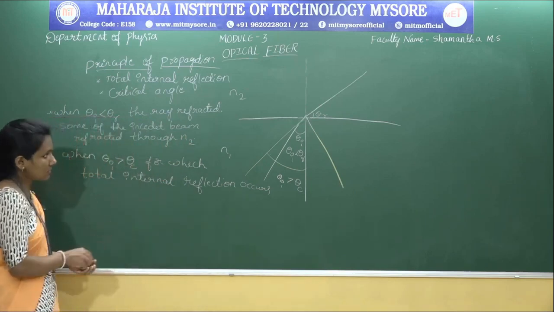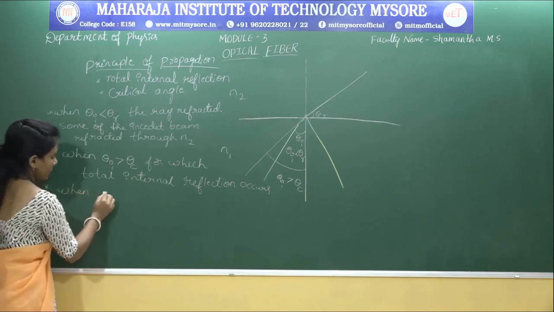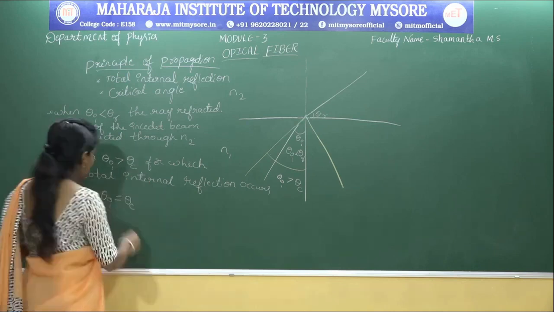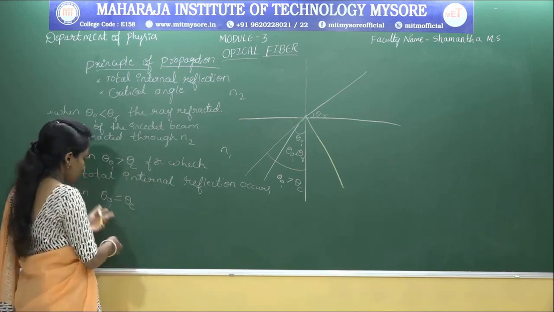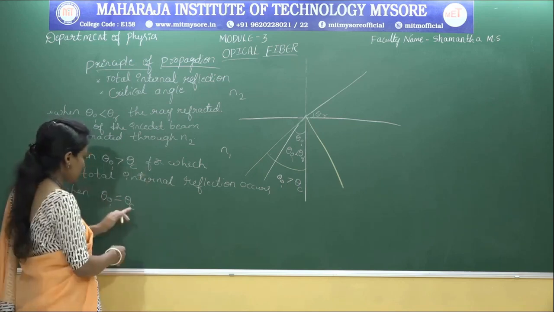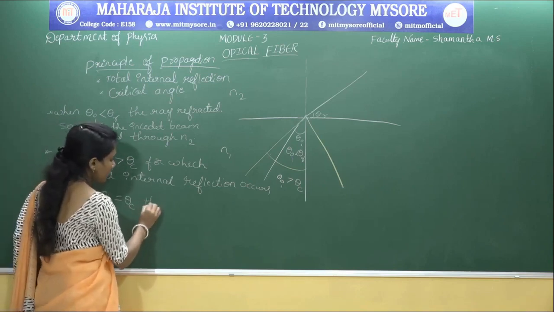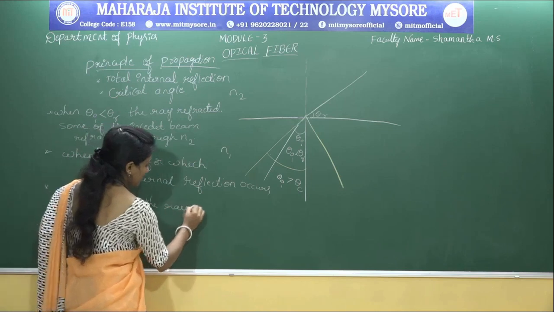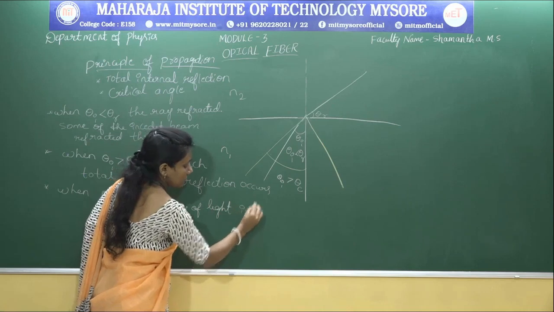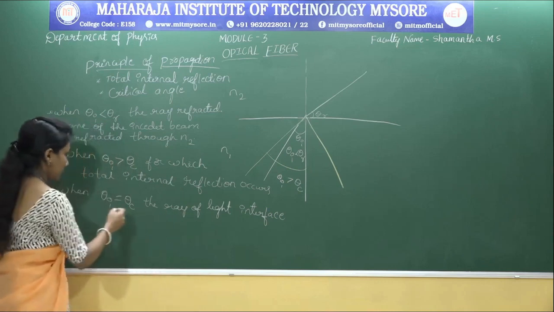Next, similarly, when the angle of incidence is equal to the critical angle, this happens. So, when the angle of incidence is equal to the critical angle, at that point the ray of light goes along the interface between the denser and rarer medium.